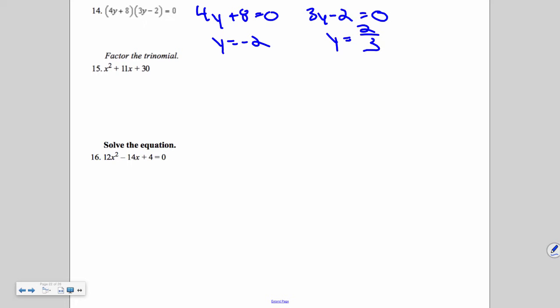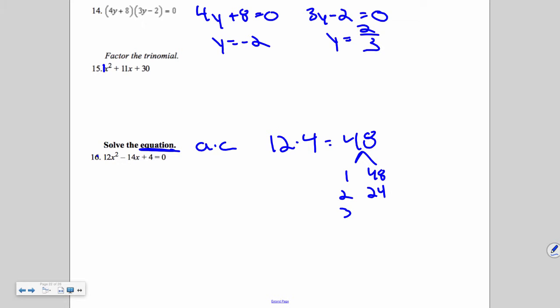I'm going to skip 15. I'm just going to add a 1 there. 15 is a little bit easier than 16. For 16 to solve these, because it's a quadratic, I have to do a times c, which in this case is 12 times 4, which is 48. I then break down the 48 into what multiplies to 48: 1 and 48, 2 and 24, 3 and 16, 4 and 12, 6 and 8.